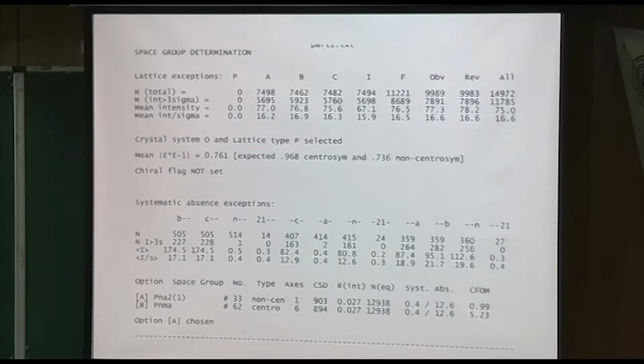Then systematic absence exceptions. Okay, so again, it's sort of backwards. In this case, let's say there's no exceptions here, no exceptions here. For the N glide here, there's only one reflection with intensity greater than 3 sigma. That would be counted for an N glide. So actually there is an N glide in this structure because all the rest of them that are being thrown away have an intensity of less than 0.5. So yes, there is an N glide, and it's along the A slot in the space group name.